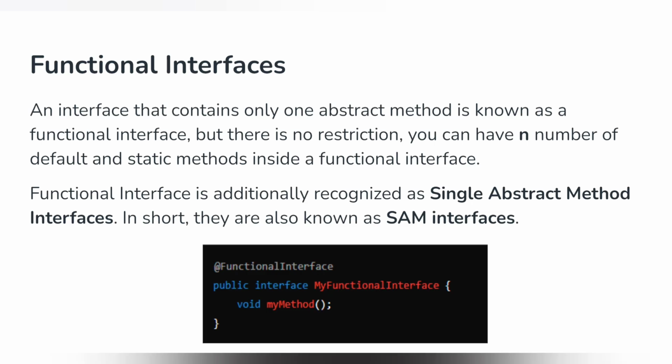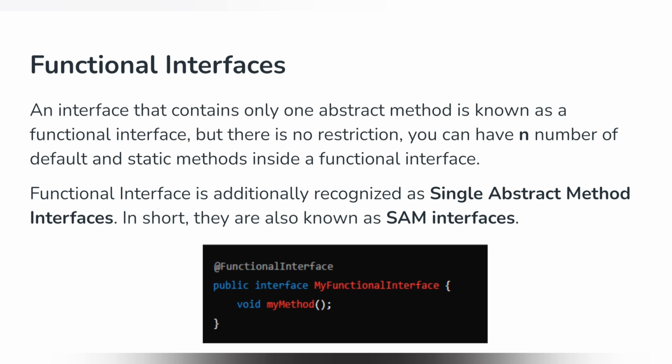In this video, we are going to learn one of the most important features of Java 8, which is functional interface. So with the name, we can understand that it is a type of interface. An interface that contains only one abstract method is known as a functional interface. We already know that an interface contains abstract methods. All the methods inside the interface are abstract methods.